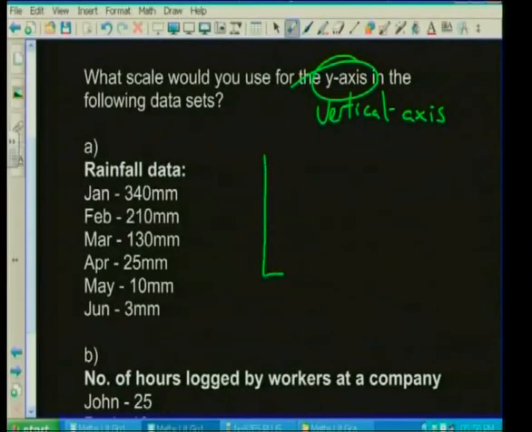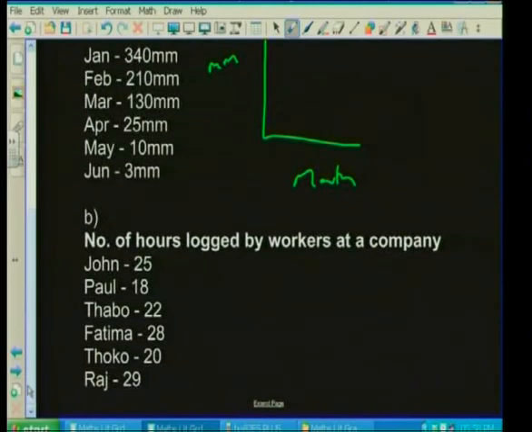Well, we've got rainfall data. So in rainfall data over here, we've got the months. Would you agree on that? What would be our vertical axis here? What scale would we use? We would say it's in millimeters. Do you agree? Okay. What would we use for the number of hours logged by workers in a company? So here we would have the names of the workers. And what would our vertical axis be called? It would be called hours. Got that? All right. This is straightforward, isn't it? It's really nice and easy.